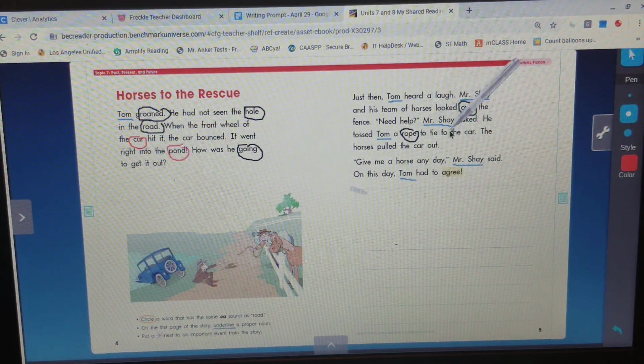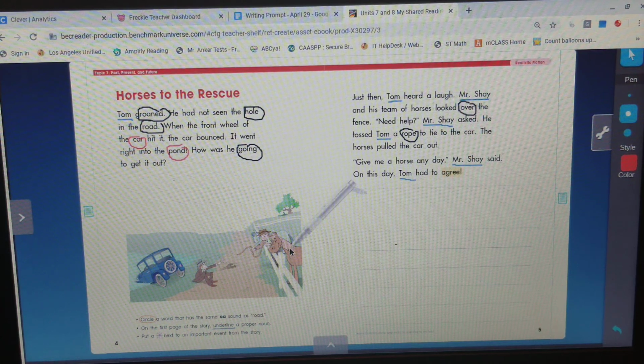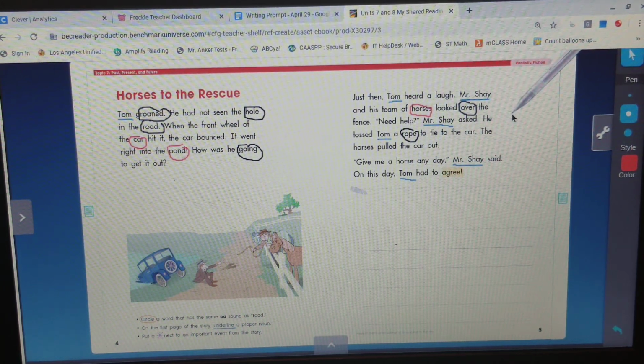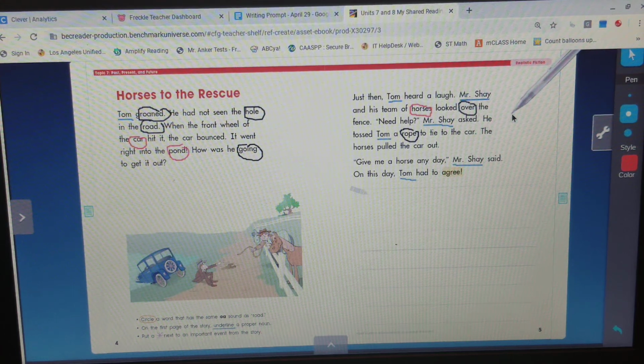What about on the second page? What are these? Right, they're horses. Horses are things. They're not a person. They're not a place. They are a thing. Okay. So, I just wanted you to find some more nouns.